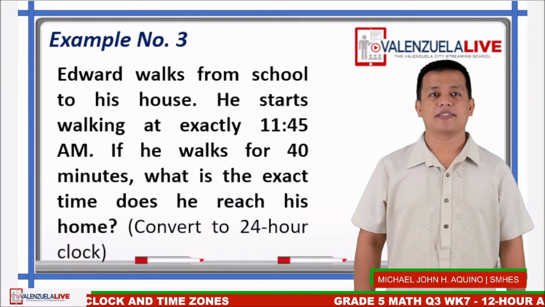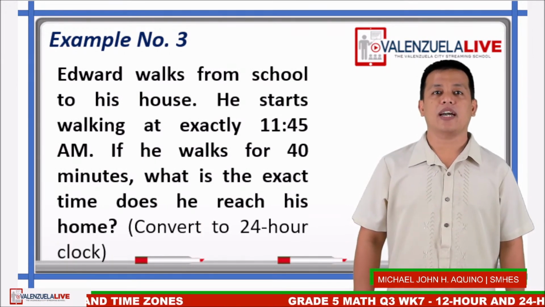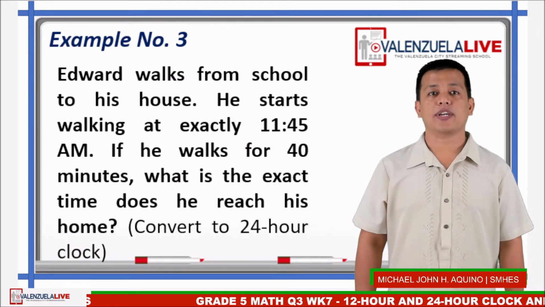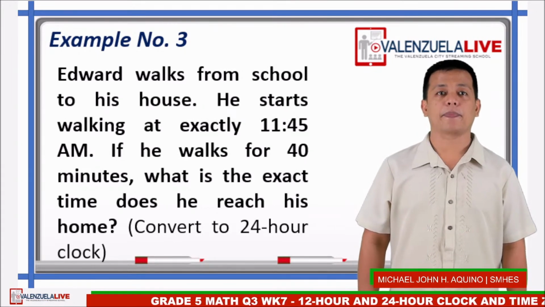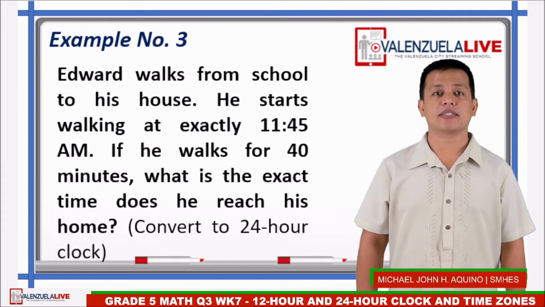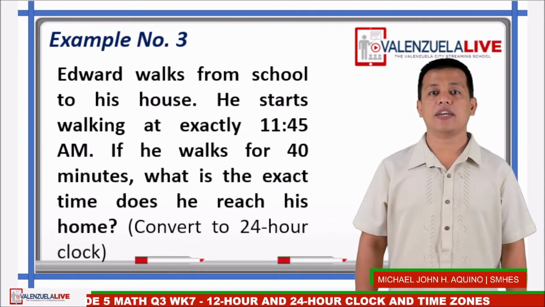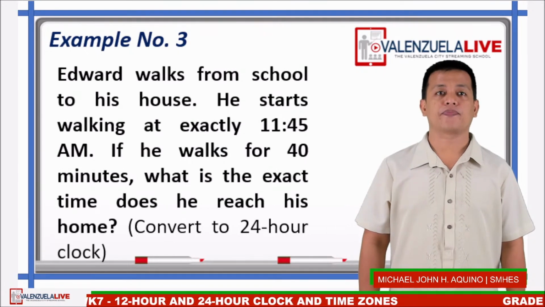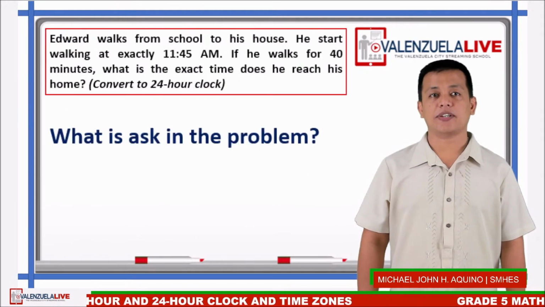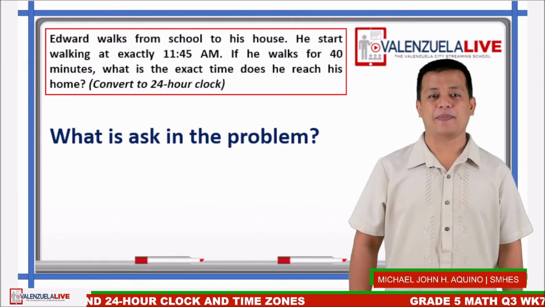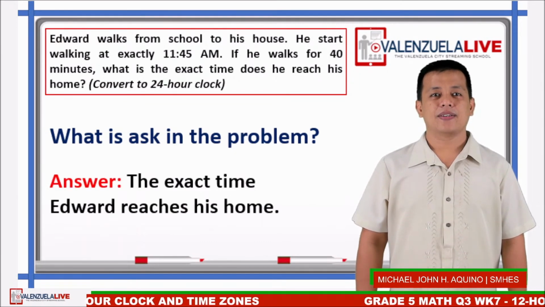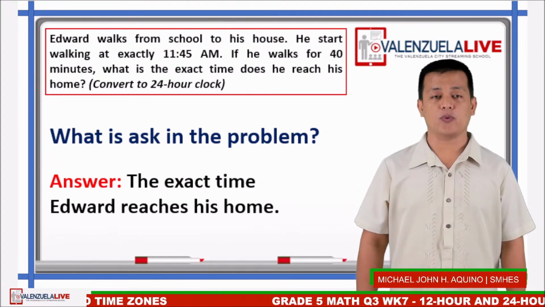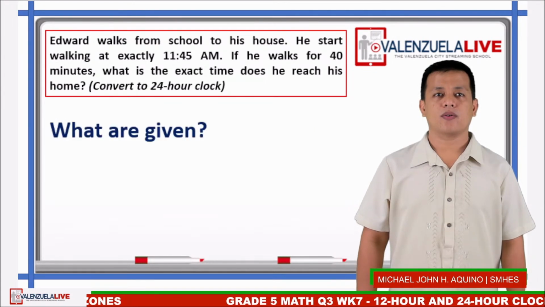Example number 3. Edward walks from school to his house. He starts walking at exactly 11:45 a.m. If he walks 40 minutes, what is the exact time he reaches his home? Convert to 24-hour clock. For us to answer that, we need to know what is asked in the problem. We are looking for the exact time Edward reaches his home. What are given?